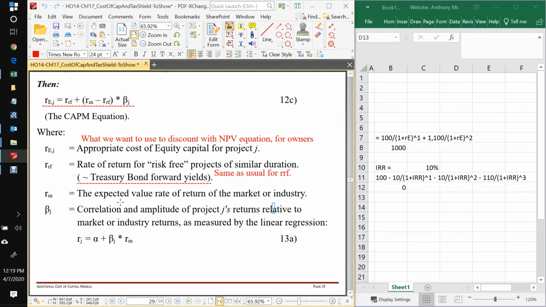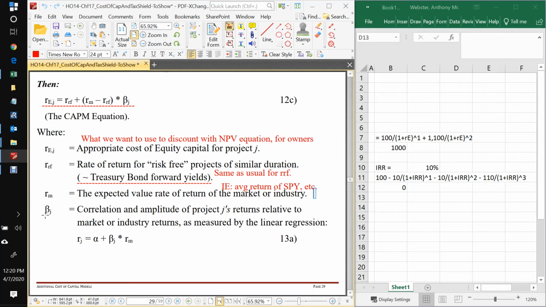RM is the expected value rate of return of the market or industry, i.e., the average return of SPY, etc. So this would be where we'd take our 30 years of returns of what we'd call the stock market, well represented by the SPY ETF. We'd take 30 years of returns, take the average return, and that would be our RM.